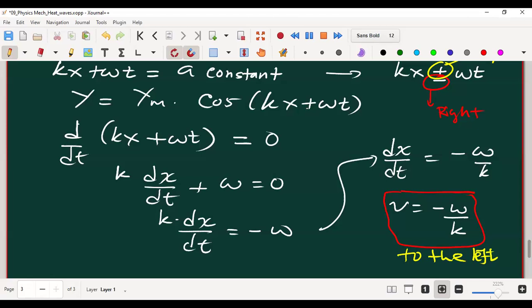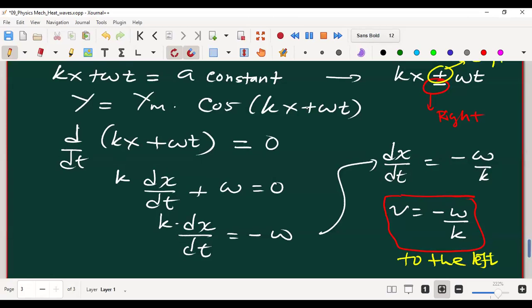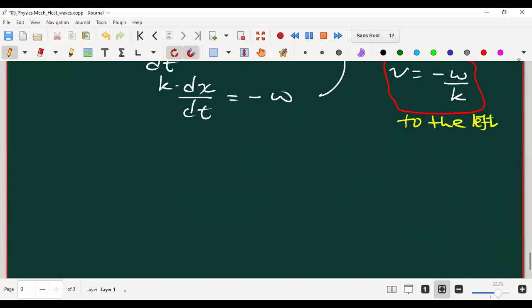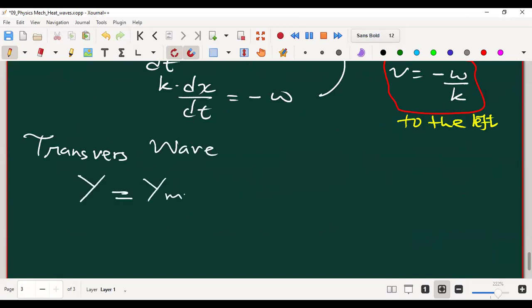Okay, and then we can conclude. We get the conclusion that the complete equation of motion for the traveling wave, or transverse wave, is y equal to ym sin or cos (kx minus or plus omega t plus φ). This is the equation of motion of wave.